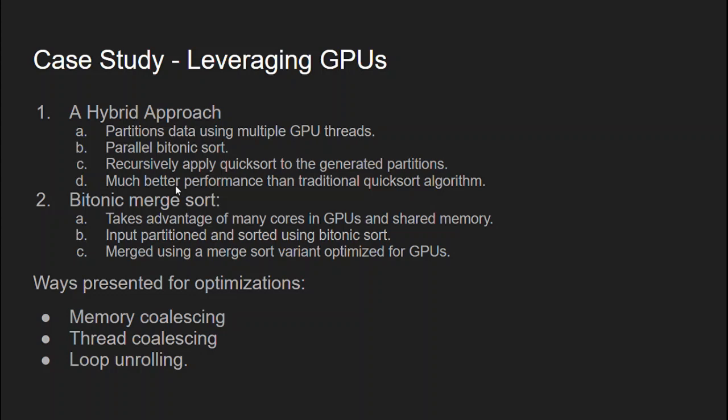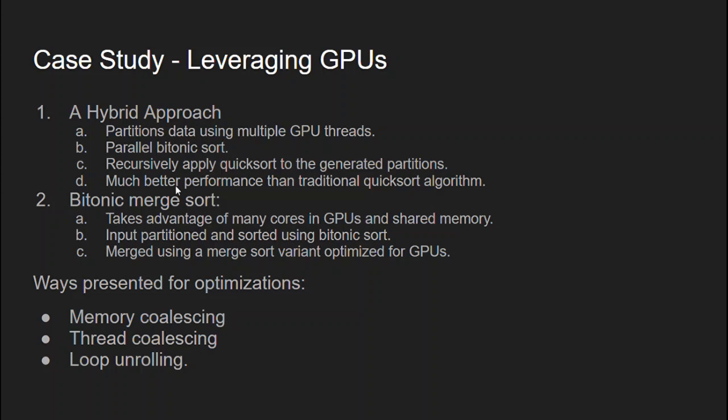First, we look into a hybrid approach. This technique partitions data and uses multiple graphical processing unit threads to perform a bitonic sort in parallel. It then recursively applies quicksort to the generated partitions. It is proven that this approach gives much better performance than the traditional quicksort algorithm.